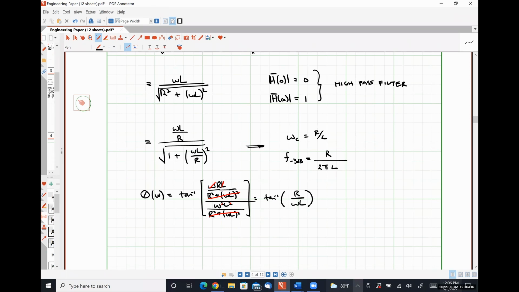What do you think will happen if we swap the location of those two elements? We'll have a low pass filter where we'll have the exact same corner frequency, and I believe we'll have the arc tangent of omega L over R. I don't remember whether or not that's supposed to be a negative sign.